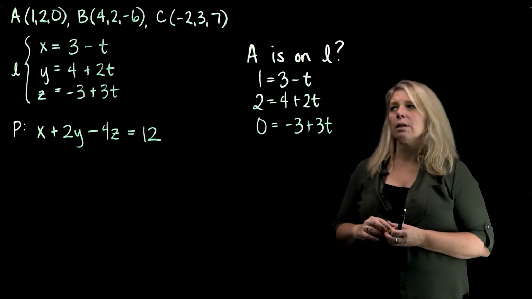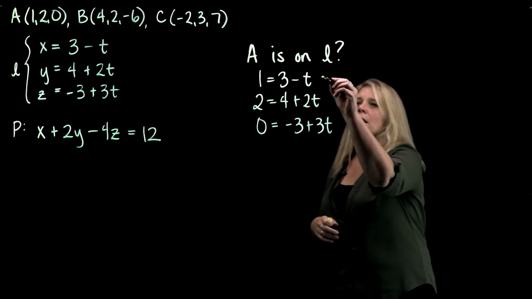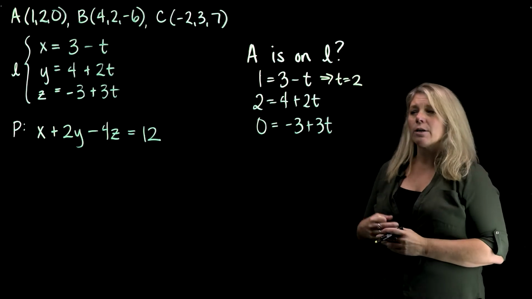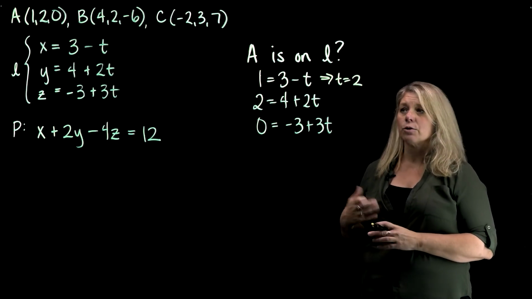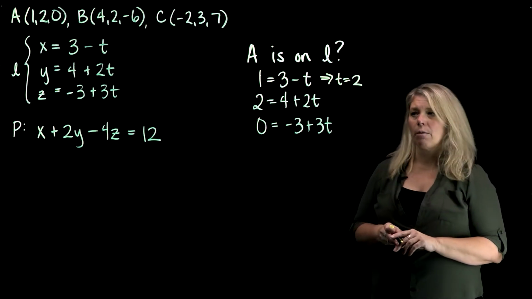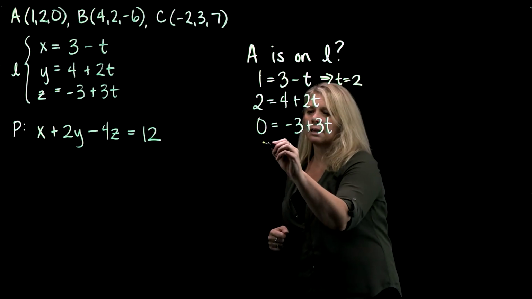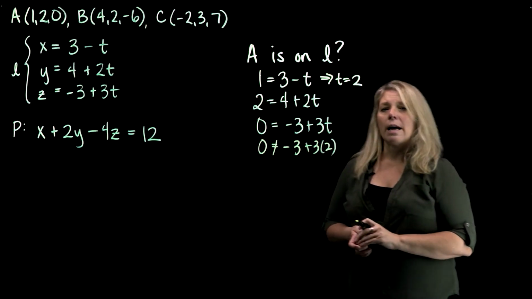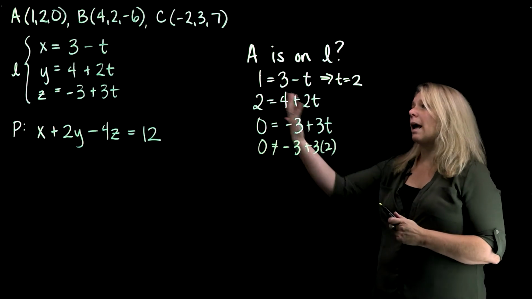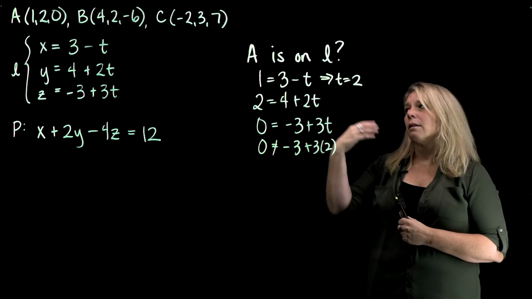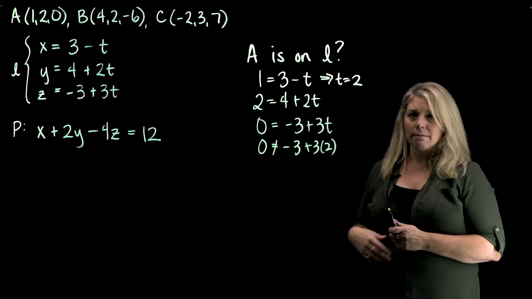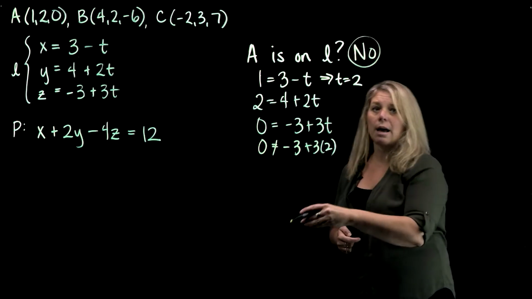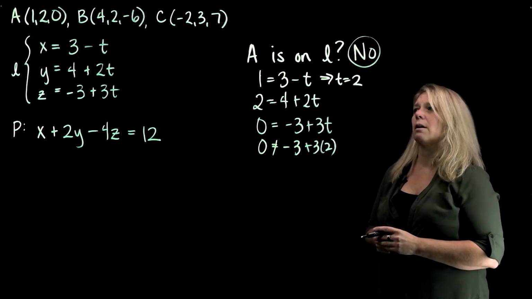So if I look at this first equation and I solve that for t, I'll end up with t equals 2. And so what I want to do is check in these other equations to see if t equals 2 makes these other equations true. And you'll see that it makes neither of these other equations true. Right? So let me just look at the last one here. 0 is not equal to -3 plus 3 times 2. All right, so what that means is that while there is a point with an x coordinate of 1 somewhere on this line, the y and z coordinates of that point are not 2 and 0. So the answer here is no. And here's the work that shows that the point A is not on line L.